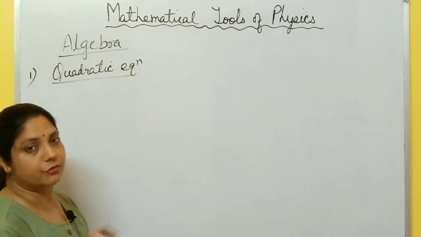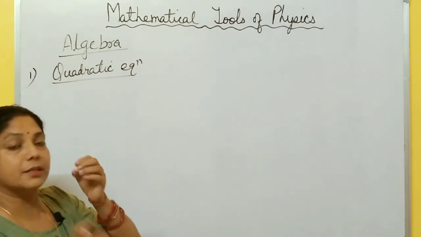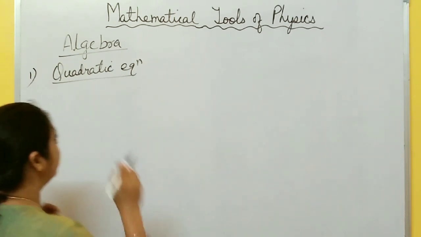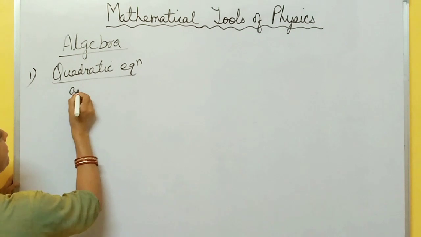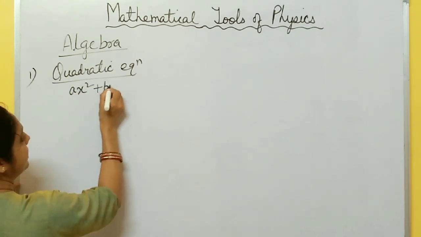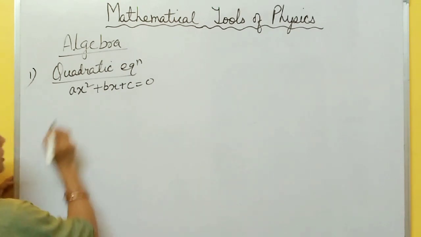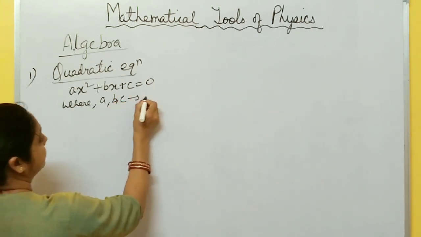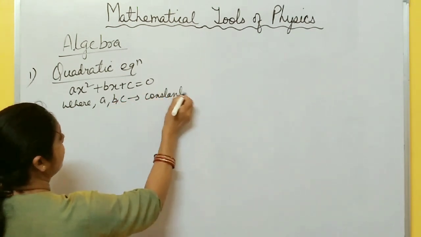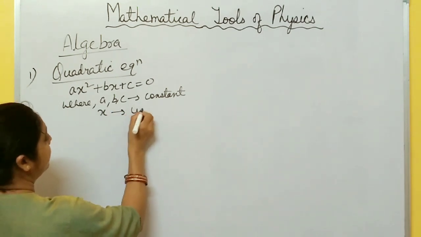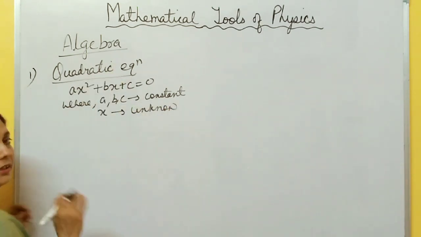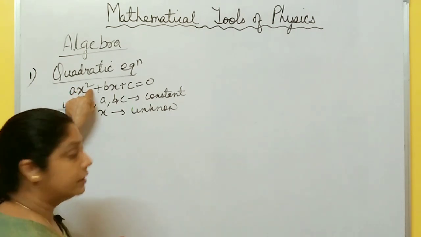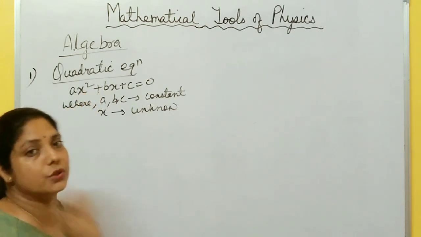Quadratic equation means equations in which there are some symbols and some constants. Quad means 2. So an equation of second degree is called a quadratic equation. The general form of a quadratic equation is ax square plus bx plus c equal to 0, where a, b and c are constants and x is unknown, right? And you have to find the value of this x. In case of a quadratic equation, there are 2 values of x, right? Here the power is 2, the degree of this variable is 2. So there are 2 solutions of x.